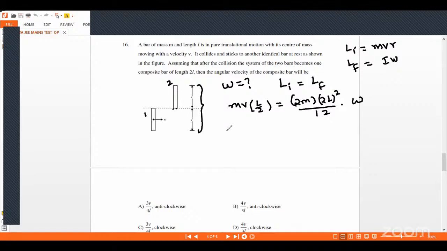So mvl by 2 equal to 8ml square by 12 times omega. Upon calculation, we'll get 3v by 4l. This will rotate; by applying the right hand thumb rule, we can get the direction as anti-clockwise.